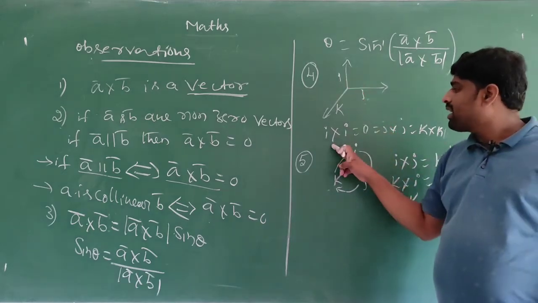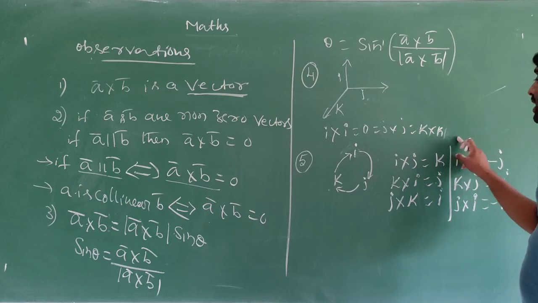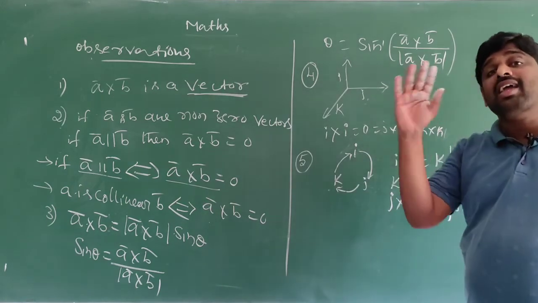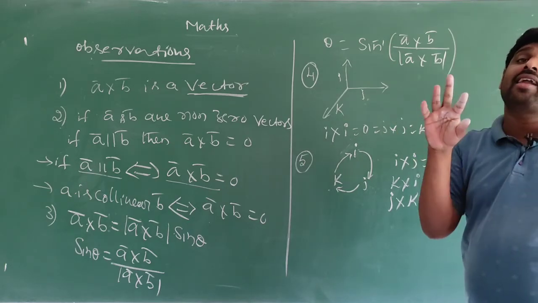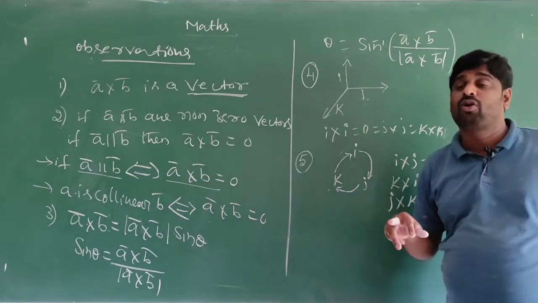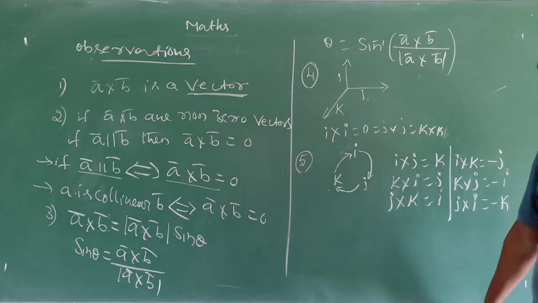Here, I cross I is what? 0. J cross J is 0. K cross K is 0. Don't confuse students: I dot I is 1, J dot J is 1, K dot K is 1. But I cross I is 0, J cross J is 0, K cross K is 0.